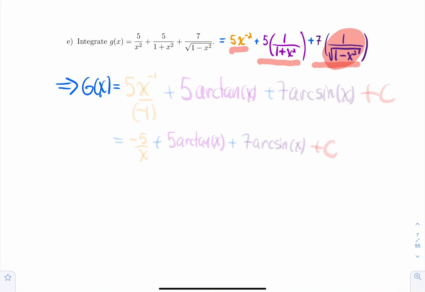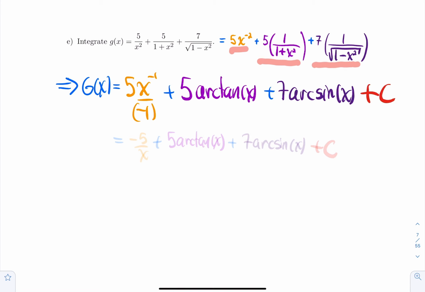So when you're going to compute big G, or the general family of antiderivatives, well, you're going to get 5 times x, not minus 5, sorry. You're going to get 5 times x to the power minus 1 over minus 1 plus 5 times arctan plus 7 times arcsine. And then when you're done, you just go plus c.